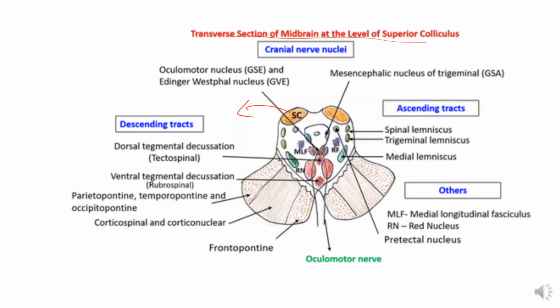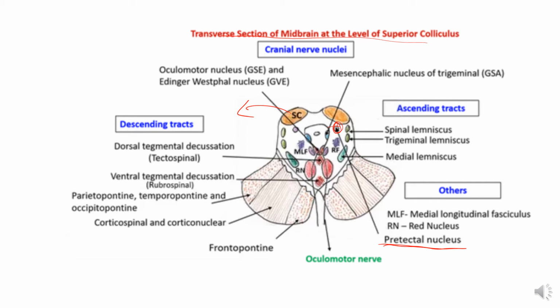The afferent pathway for the light reflex ends in the pretectal nucleus. Now, the pretectal nucleus here lies lateral to and inferior to the superior colliculus. This is a small group of neurons situated close to the lateral part of the superior colliculus.